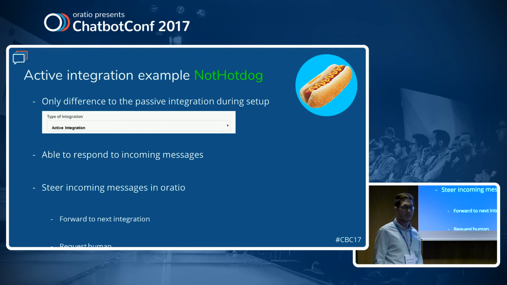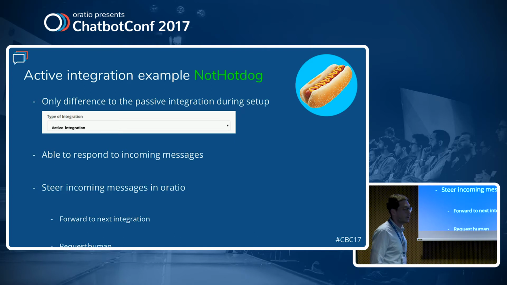This is quite interesting, because it can be the case that your integration doesn't know what to do with the customer request, and you can say a human has to take care of it. Or you can also forward to the other integrations, because you can connect more than one. The integration with the higher priority gets it first, and then you can forward to the next, and for example, if the last one still does not know what to do, you can request a human.